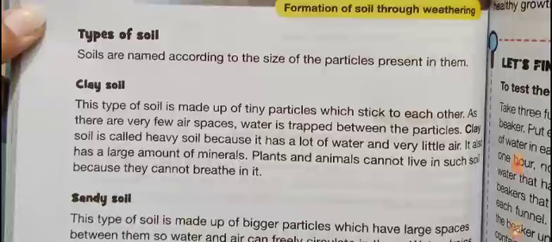The breaking down of the rocks is called weathering. Please underline it. The breaking down of rocks into tiny grains is called weathering. And you know, the process of weathering is not completed in a day or two. It takes millions of years. It takes thousands and thousands of years for the weathering to be completed. Now we are going to talk about the types of soil. I'm sure many of you have noticed that the soil at different places has different colors.